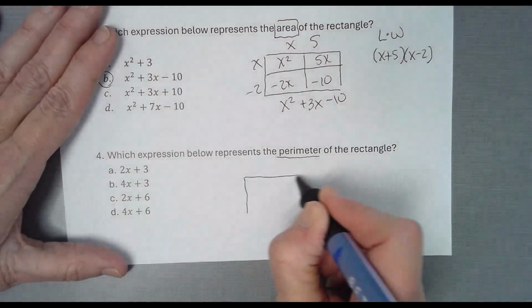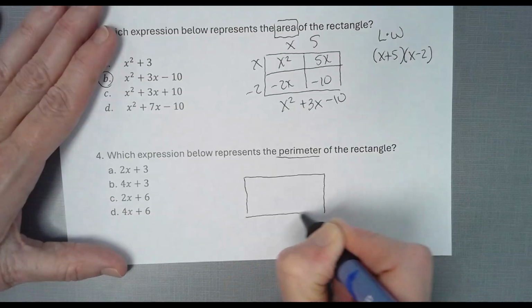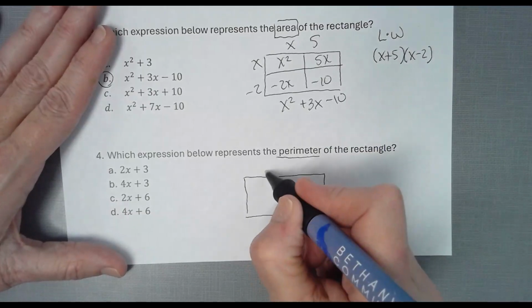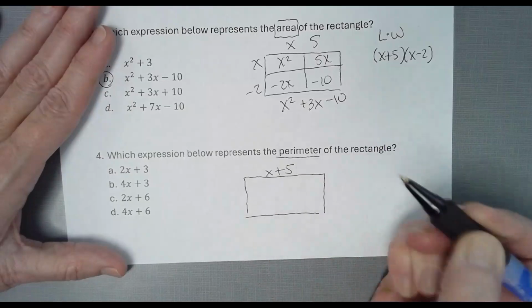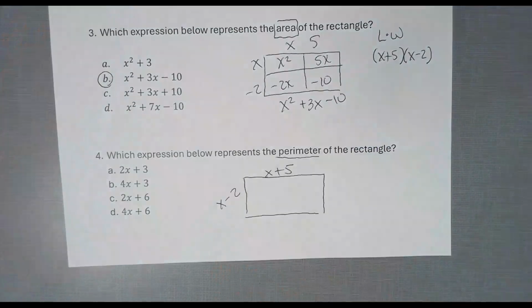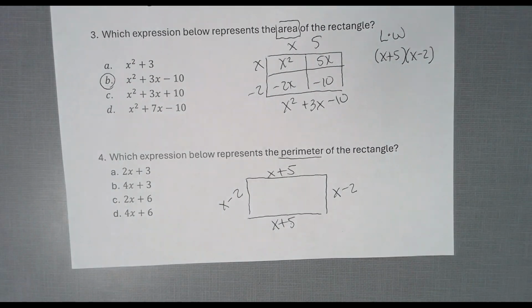I have a rectangle. The length is X plus 5. The width is X minus 2. Have I left anything out? I have. There's another length over here that's X plus 5. There's another width over here that's X minus 2. For perimeter, add them up all the way around.